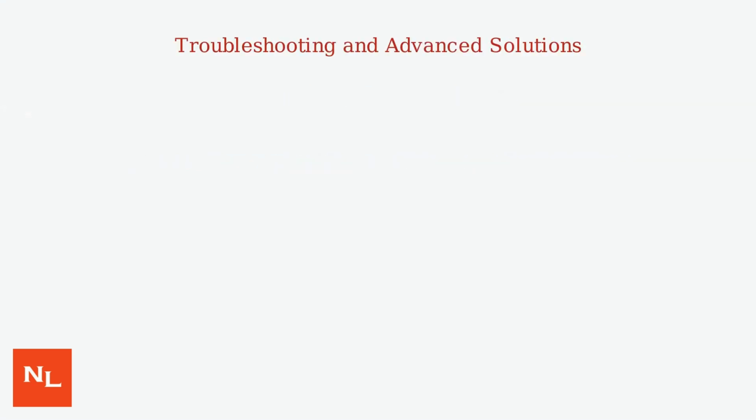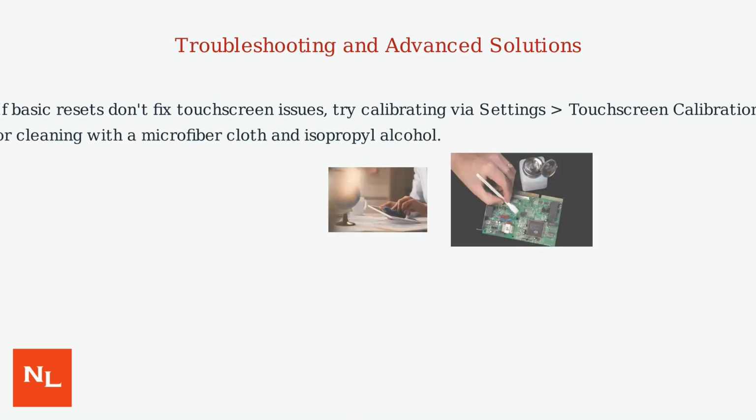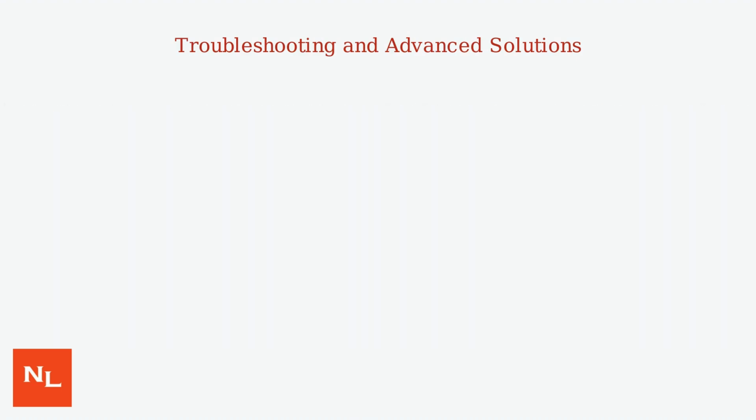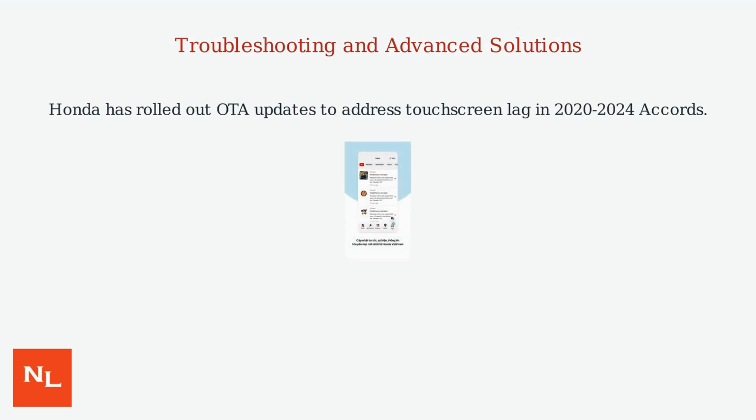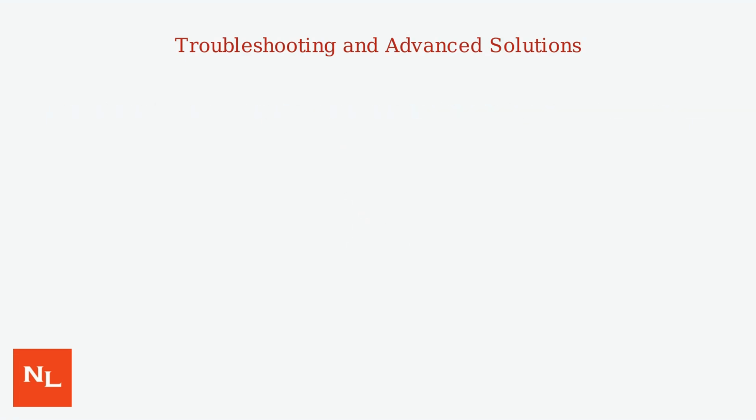If basic resets don't resolve touchscreen issues, start by calibrating the screen through Settings and Touchscreen Calibration. Alternatively, clean the touchscreen gently with a microfiber cloth and isopropyl alcohol to remove any debris. Honda has introduced over-the-air updates to fix touchscreen lag and other issues in 2020 to 2024 Accord models. These updates are delivered through the My Honda Plus app.